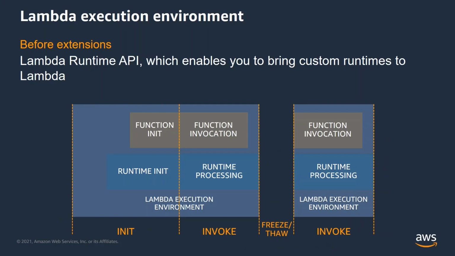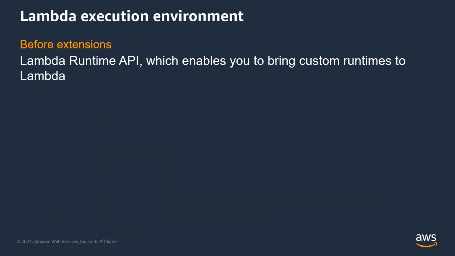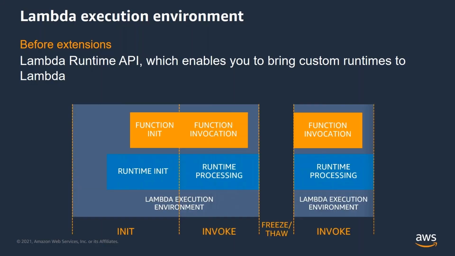Before extensions, there were only two parts to control the execution environment with Lambda: the runtime and the function. I'm going to go through the timeline of how the runtime and function interact, which runs from left to right. Lambda initializes the runtime, which then runs the function initialization code, which is the code outside the handler. This is the cold start. During an invocation, the runtime manages the function invocation and the function handler code runs. The runtime handles the communication between Lambda and the function.